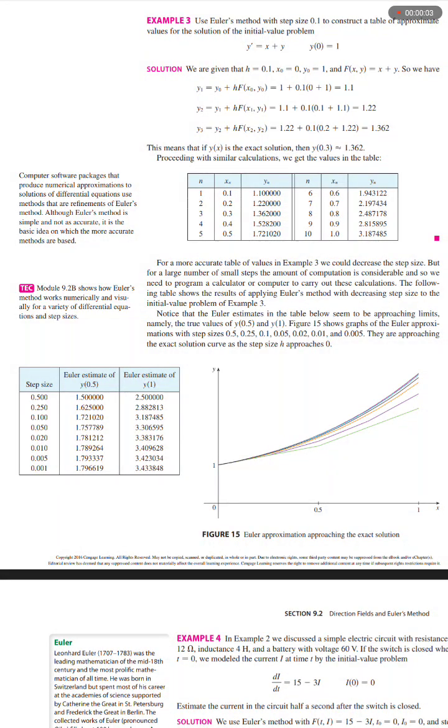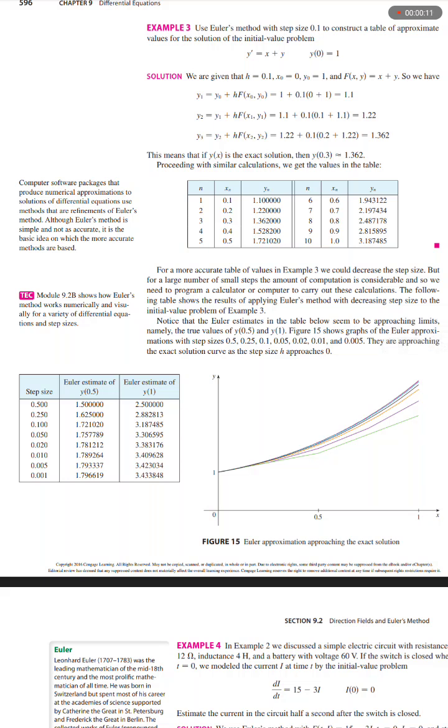Example 3. Use Euler's method with step size 0.1 to construct a table of approximate values for the solution of the initial value problem y prime equals x plus y, and y of 0 equals 1. Solution: we are given that h equals 0.1, x sub 0 equals 0, y sub 0 equals 1, and big F of x and y equals x plus y.